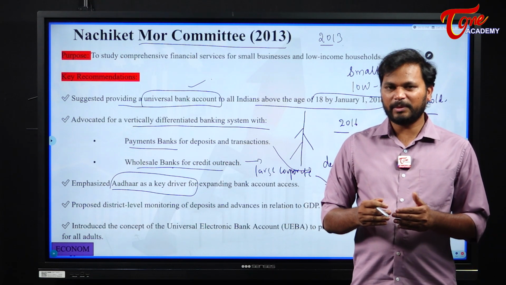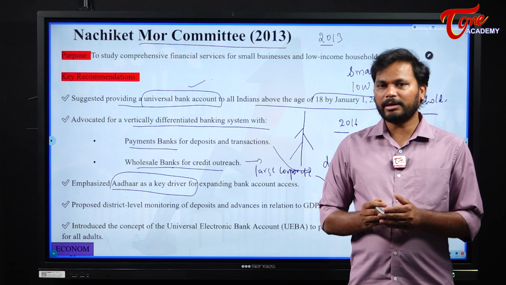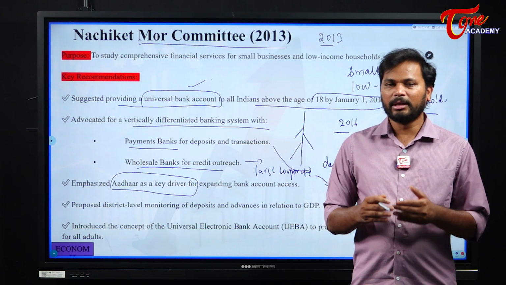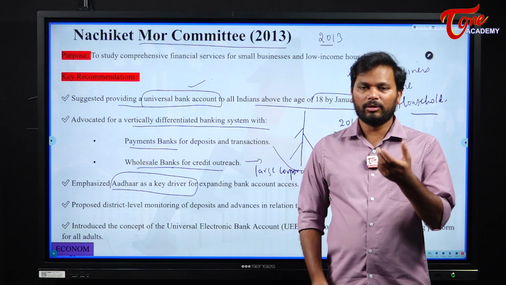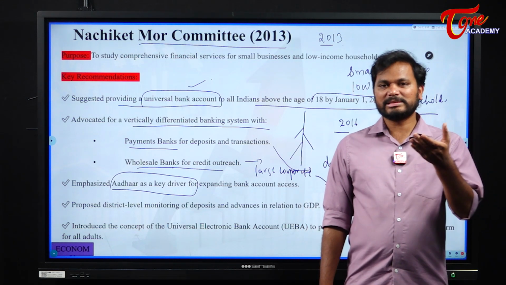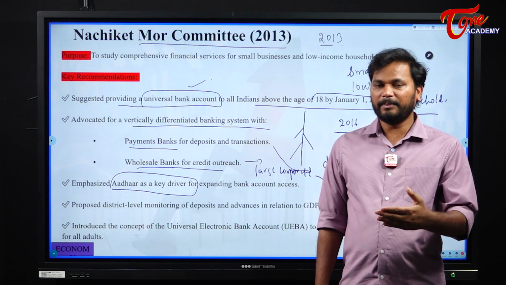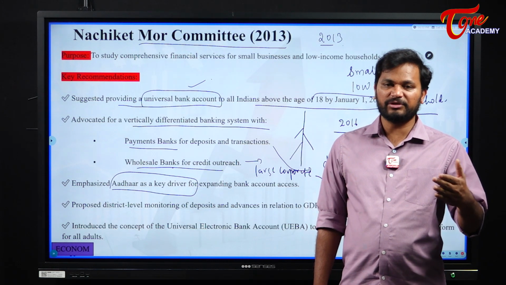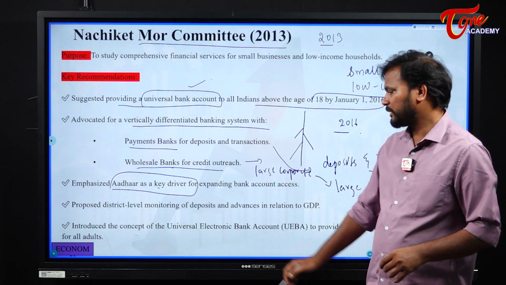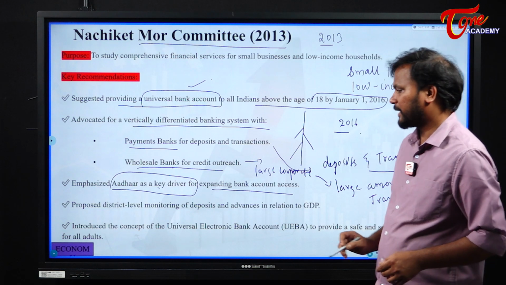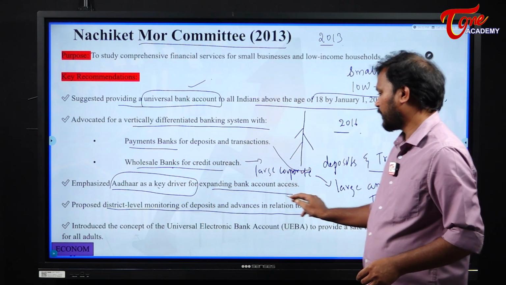The Aadhaar needs to be the key driver within the banking system, so that irregularities or transactions can be tracked easily. The Aadhaar number, which is used as the medium for all the government beneficiary programs, in the same way needs to be the key driver for the banking system. Clear? Next, proposed district level monitoring of deposits and advances.